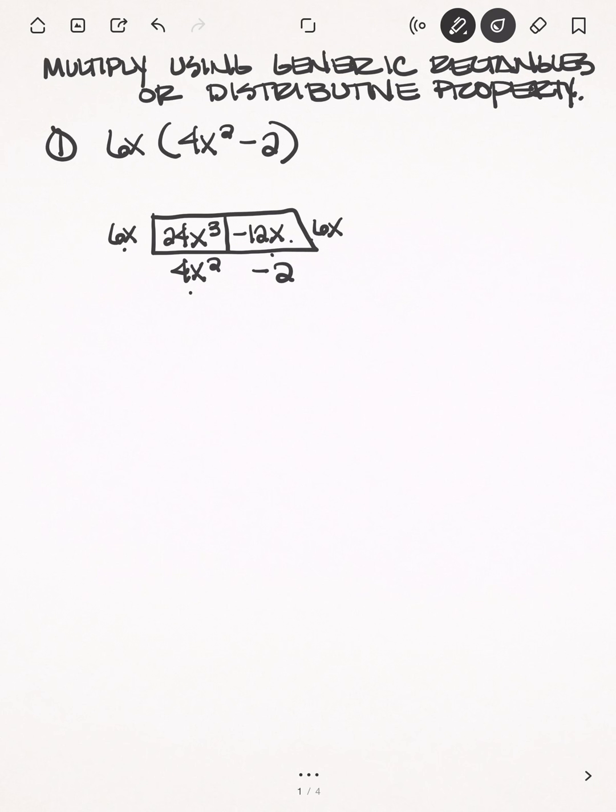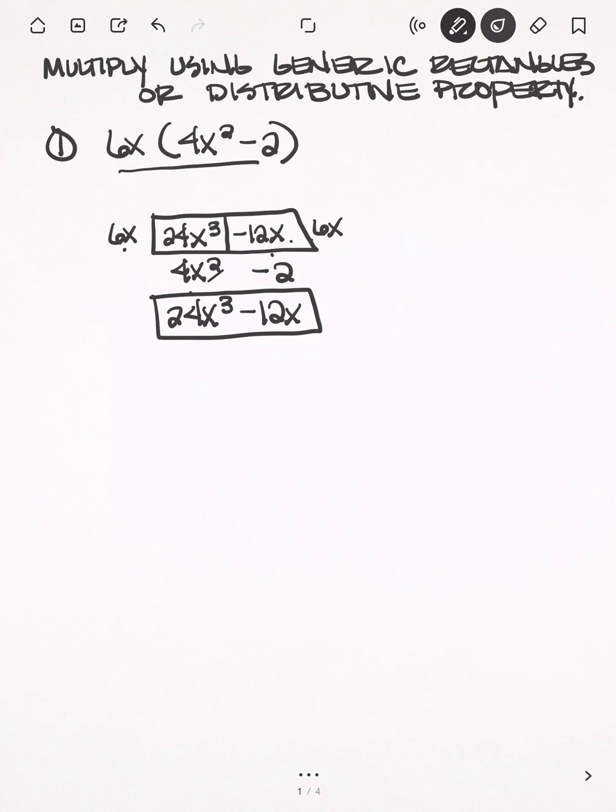So what would my answer be? My answer would be 24x to the third minus 12x. I already had my area as a product to begin with, so I just found my area as a sum.